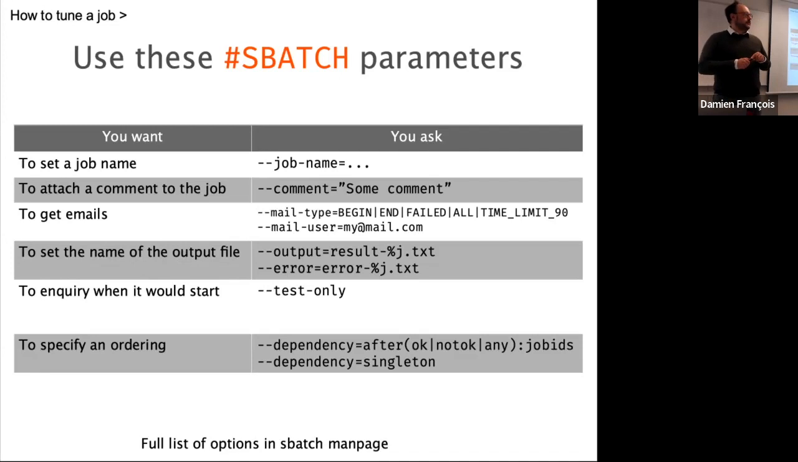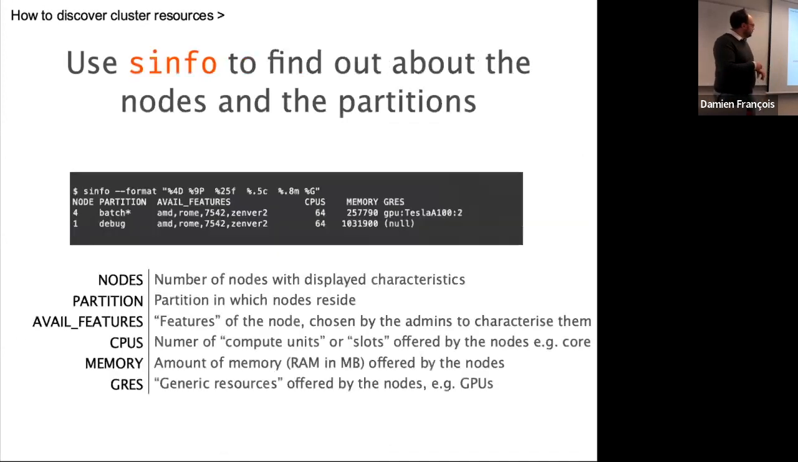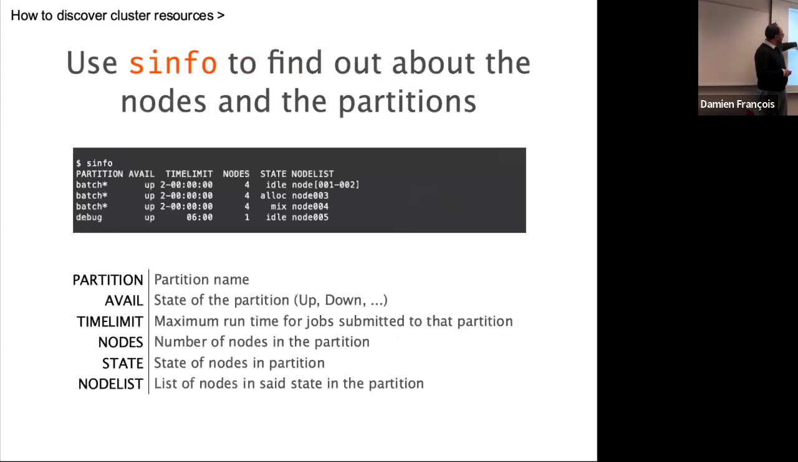Sinfo shows you the information per partition. Here, batch is one day, debug is 6 minutes, and I think the website also has information by partition. But the best way is to run sinfo. And if you follow all these sessions, in another session I will show you how to run sinfo on all the clusters at the same time, so you don't have to log in to each cluster and run sinfo separately. It's another session.